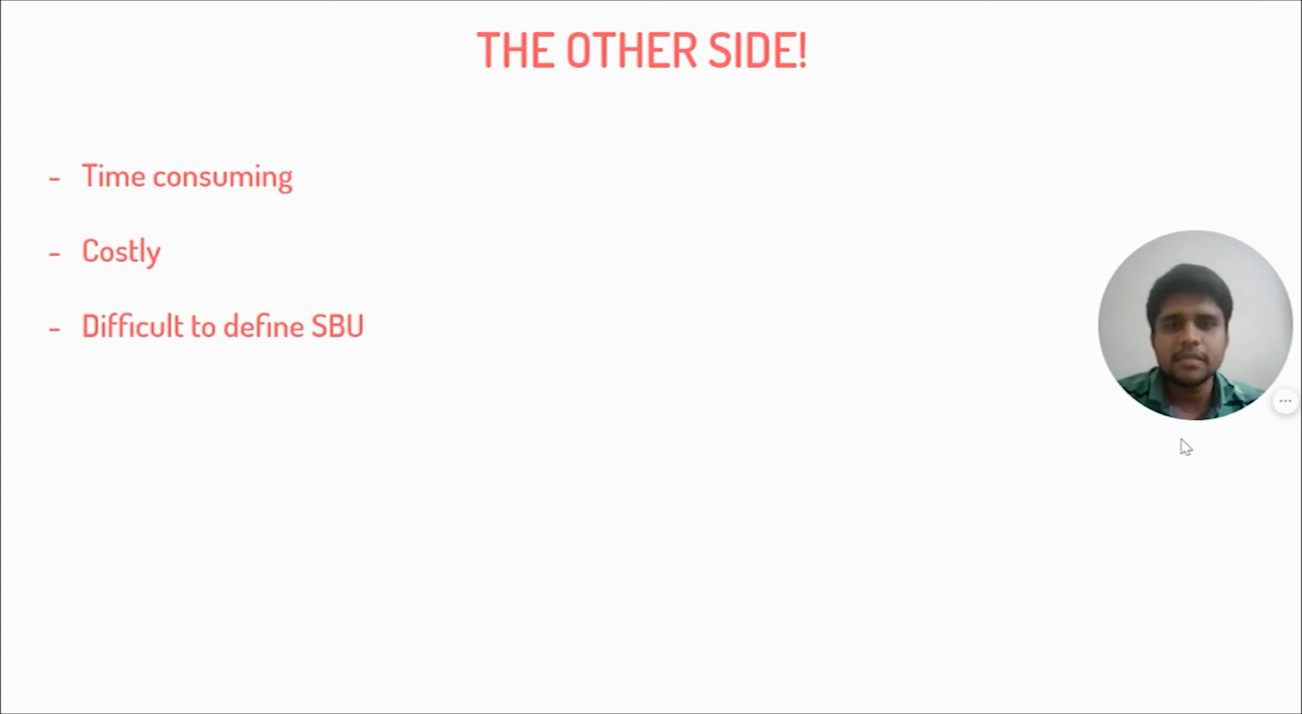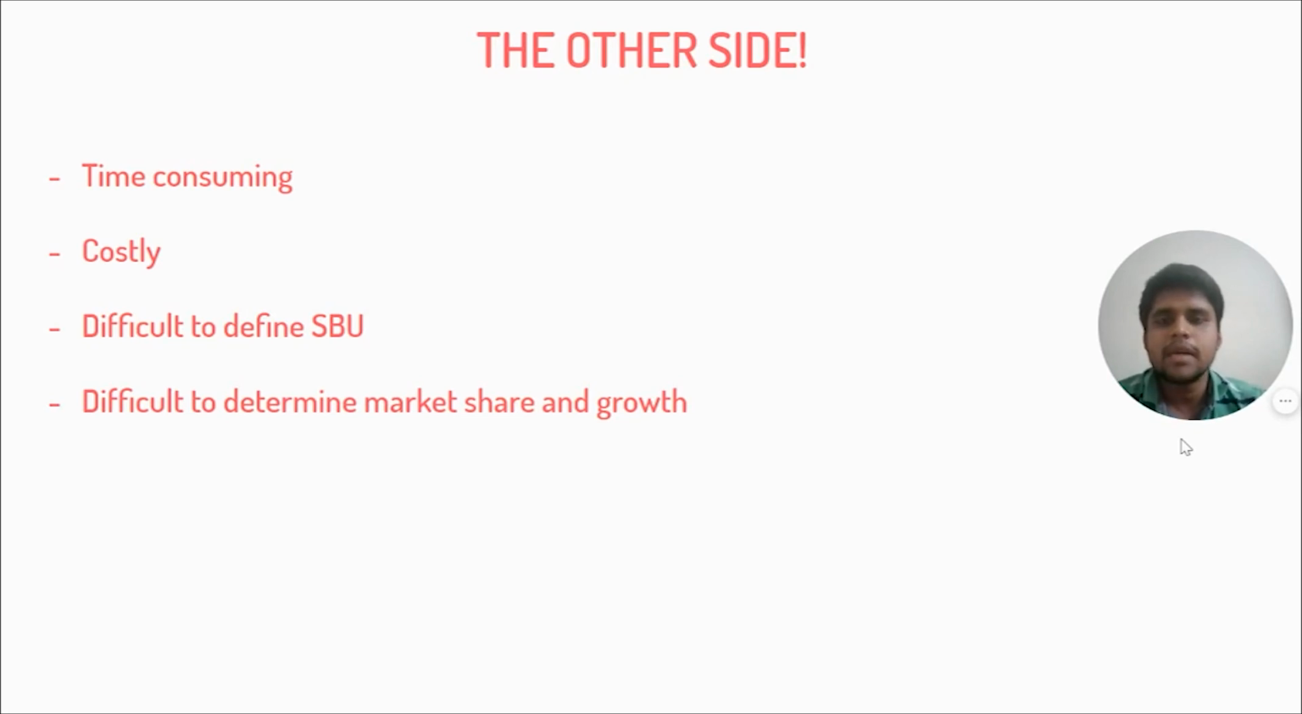Third, it is difficult to define an SBU. SBU is nothing but a strategic business unit, which means an independent line of product or a business of an organization. In practice, it is very difficult for an organization to segregate each of its SBUs because there will be a lot of overlapping between them. In theory, we were easily able to identify the market share and growth, but in practice, it will be really difficult to identify the market share or growth for an organization.